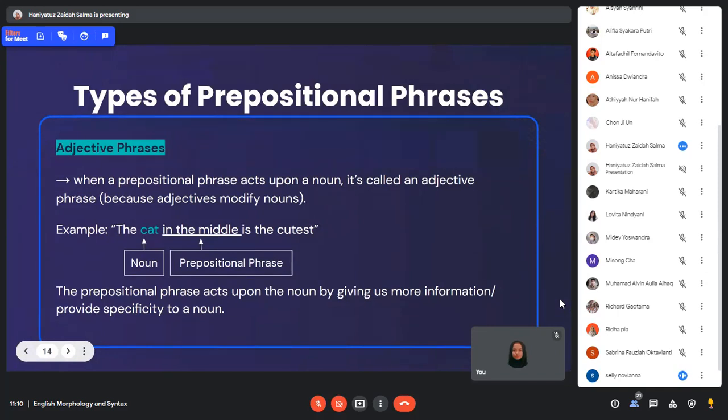Another example is I just met a handsome guy with sweet smile. So with sweet smile is a prepositional phrase. Next slide, please.